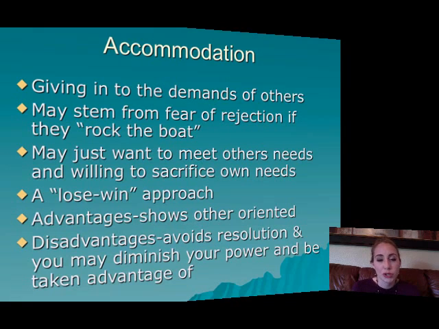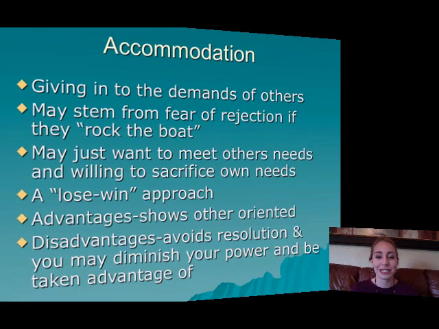There are much more emotionally driven examples, but sometimes we say, okay, fine, I'm willing to sacrifice what I want or what I need so that your needs are further met. Okay, great. But it should not be a consistent thing. That can be very hurtful. And this is a lose-win approach because you are automatically losing. When you give in to the demands of others, you are giving the other person the win and you are accepting the lose. The advantage is you're definitely other-oriented, so that's a positive thing.